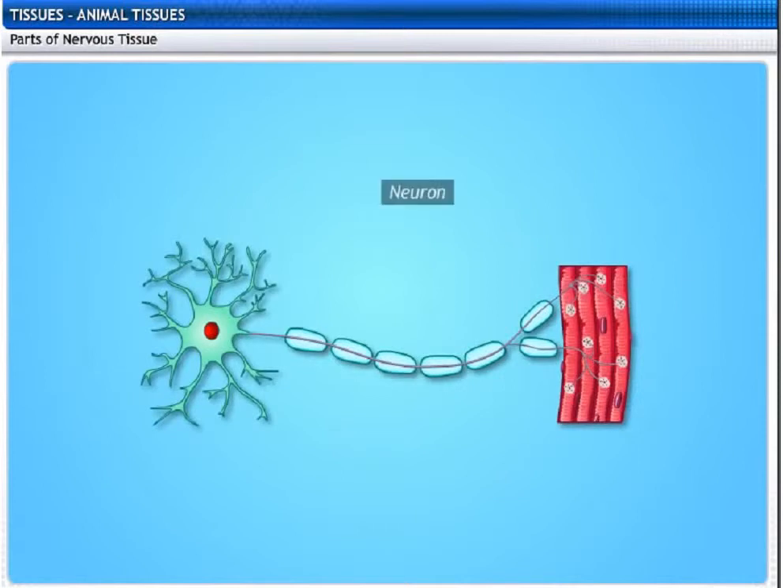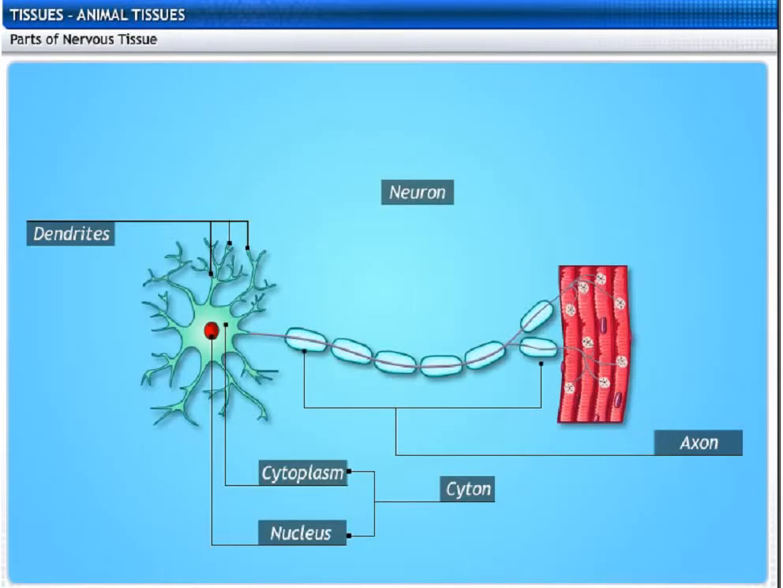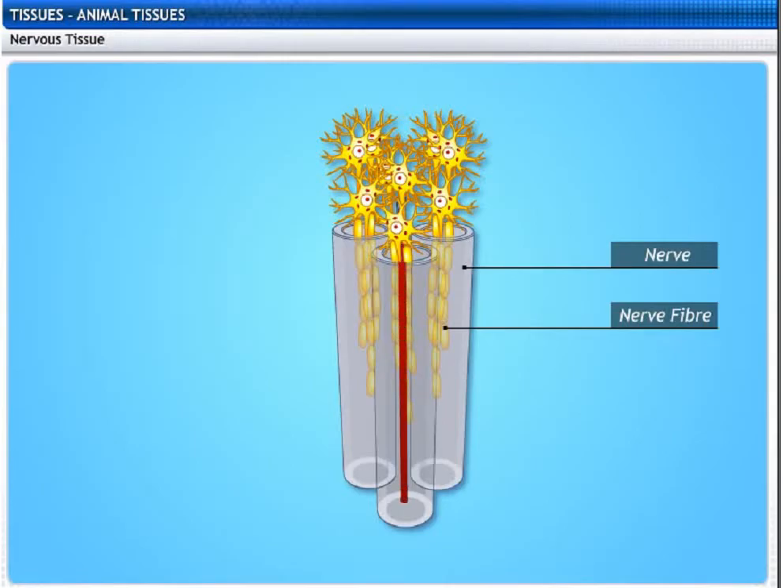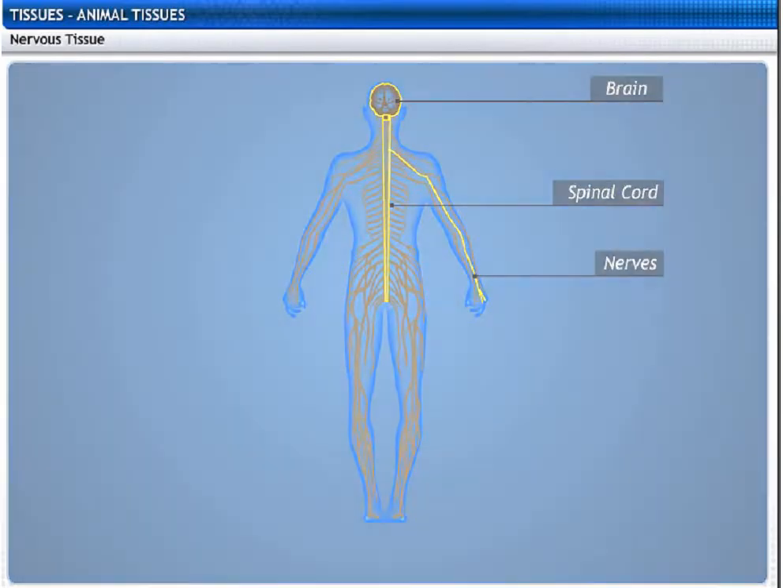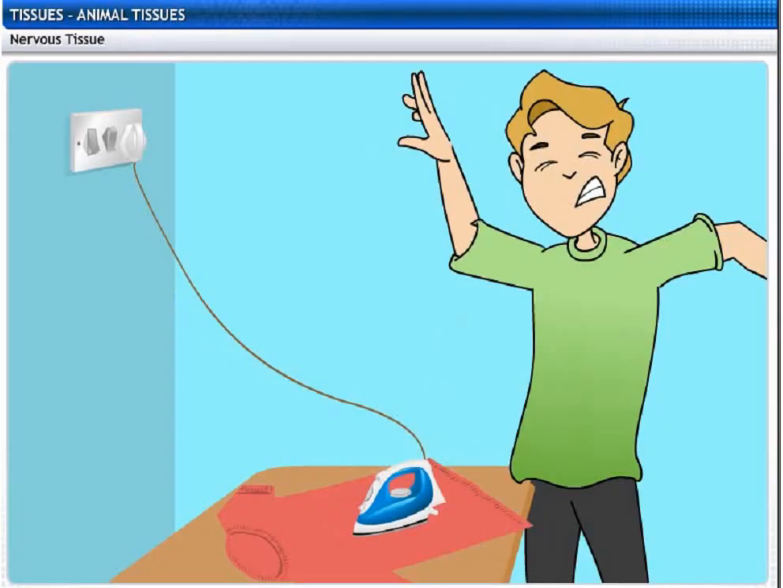Nervous tissues have elongated cells called neurons. Each neuron consists of a cell body with a nucleus and cytoplasm called cyton, and elongated hair-like extensions called dendrites. One of the dendrites, called axon, is very long. Neurons join end to end to form nerve fibers. These nerves are richly supplied with blood. Nervous tissues are found in the brain, spinal cord, and nerves. The combination of nerve and muscle tissue enables man to move rapidly in response to stimuli.